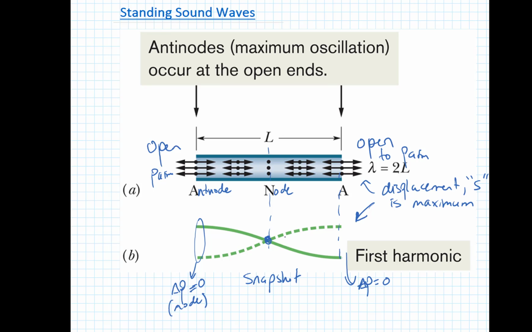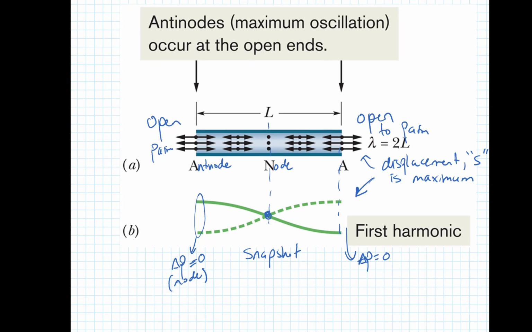Here we can see that this is the graph of the displacement, and it is the first harmonic frequency or the lowest frequency, also called the fundamental frequency. And now we'll look at the other standing wave patterns that we could produce.